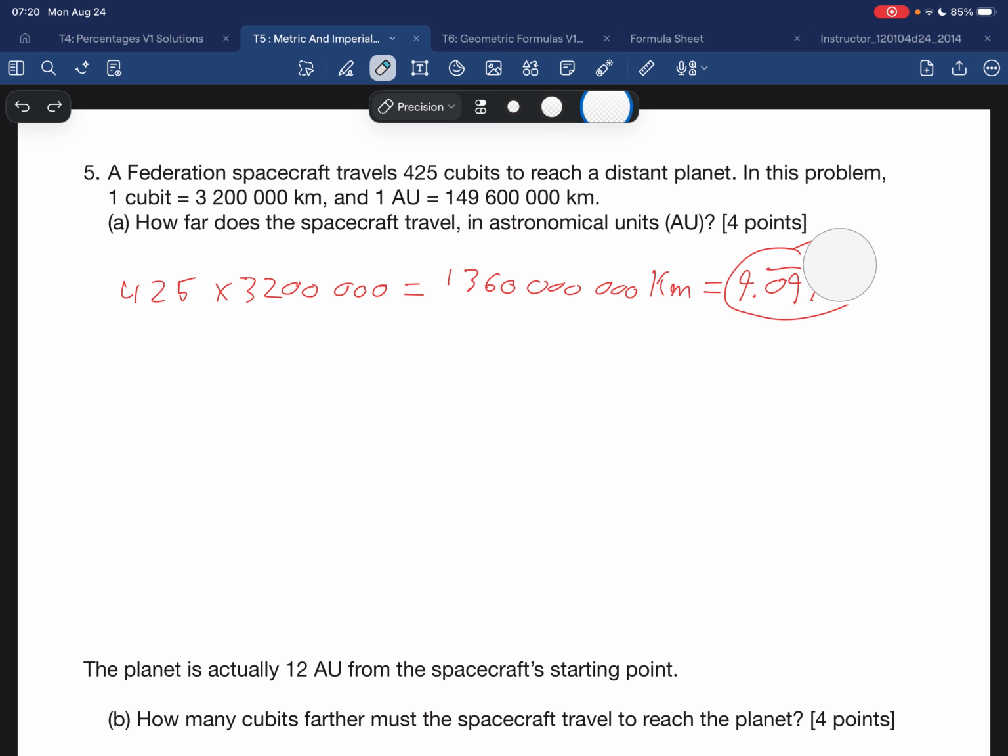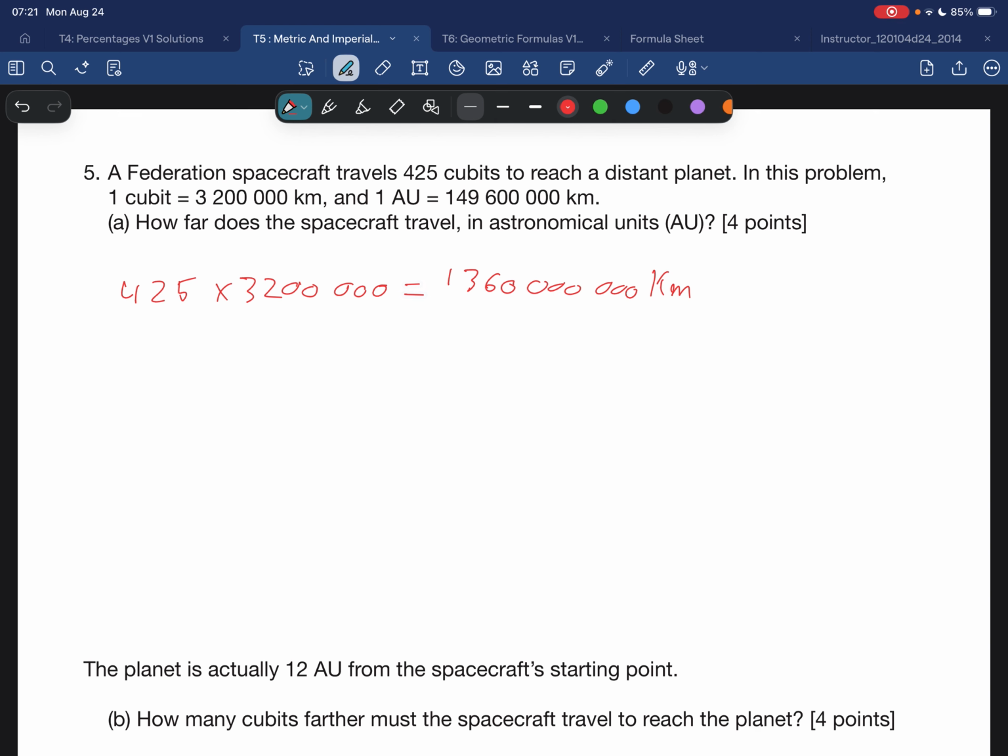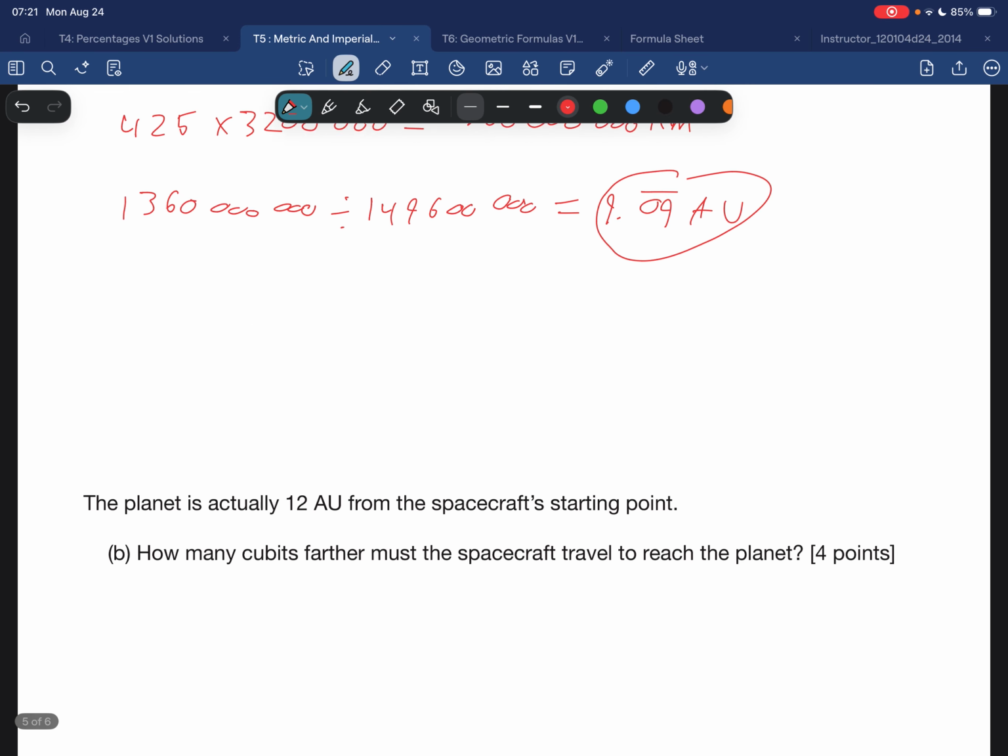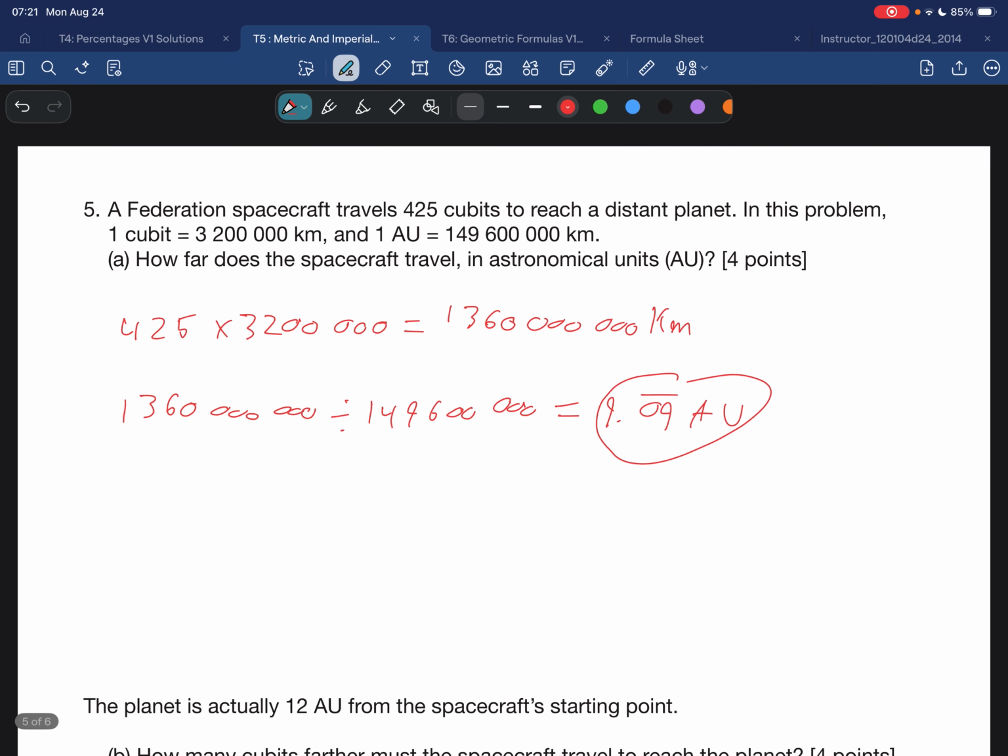Okay, I'm going to do this a slightly different way. I'm going to take my 1360 and divide this by 149,600. There we go. And that will give me 9.09 repeating AU. Now I feel like that makes a bit more sense. Great. So that was part A done.